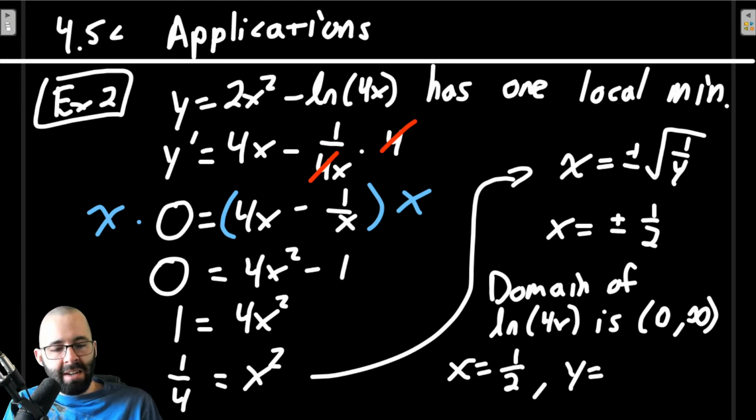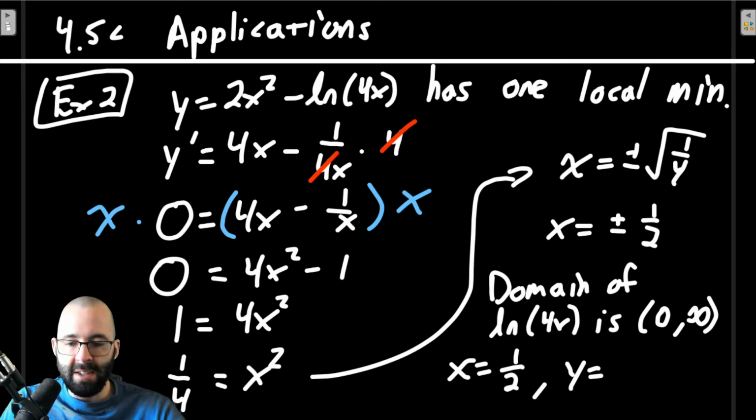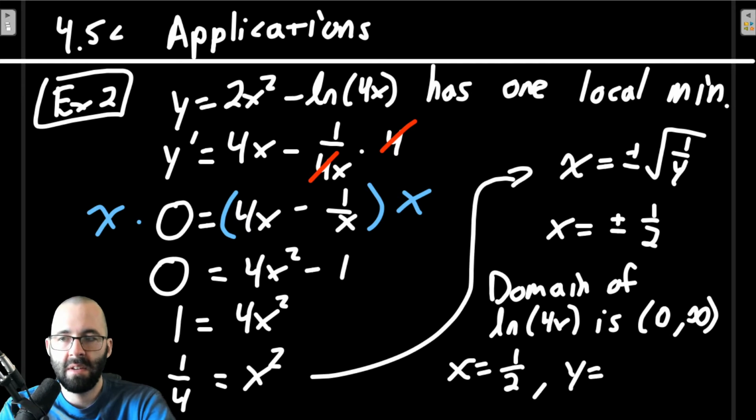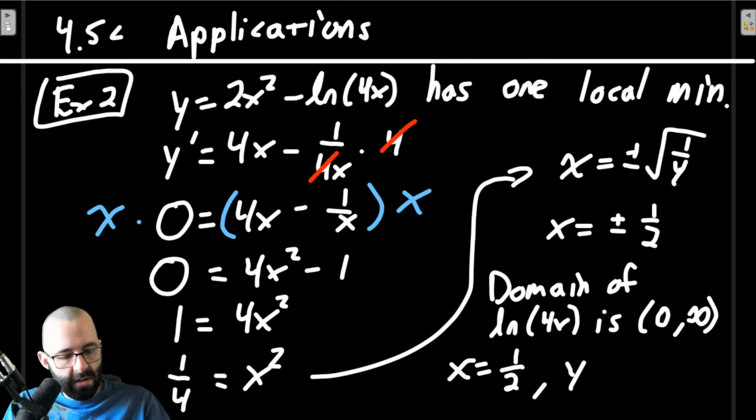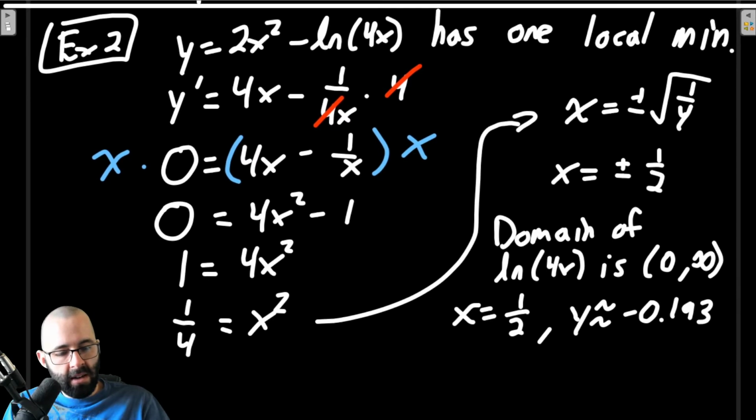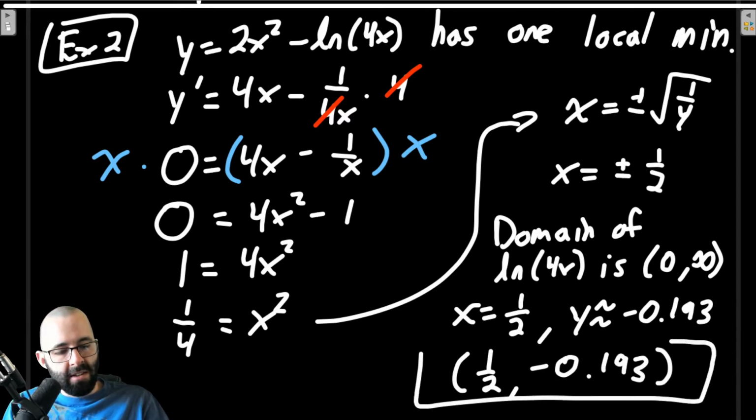And y, you'll have to type that into a calculator. It'll be 2 times 1/2 squared minus the natural log of 4 times 1/2, which would be negative 0.193. So the local min is at this point. And x is equal to that, and y is equal to that. And that should be the answer.